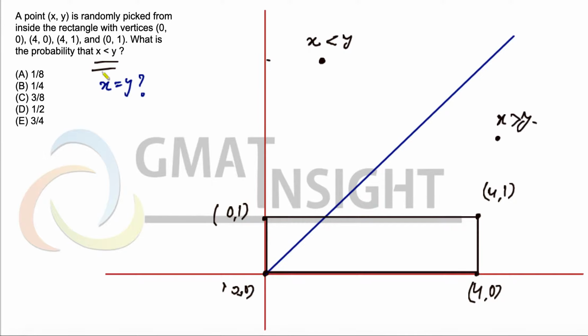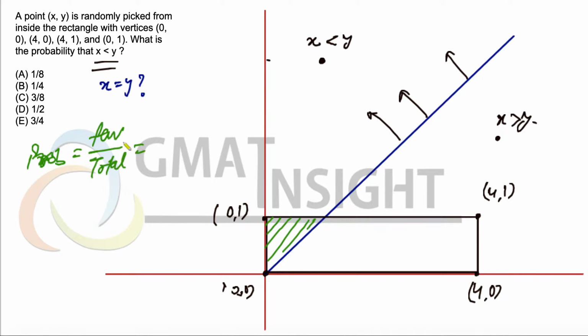Here the question expects us to find the region where x is less than y, which means we have to take the region towards the left side of this blue line, which means the area we are looking for inside the rectangle is this area. So our favorable probability is equal to, probability is defined as the favorable region upon the total outcomes. In geometric probability, the favorable region divided by the total region. So in this case, the shaded region divided by the area of the entire rectangle.